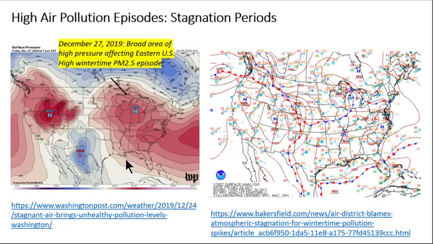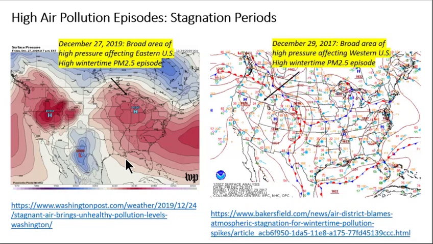On the right is an episode a couple years earlier during the winter in the western US. The broad area of high pressure giving rise to this is depicted here. Again, notice how broad and expansive the high pressure system is.